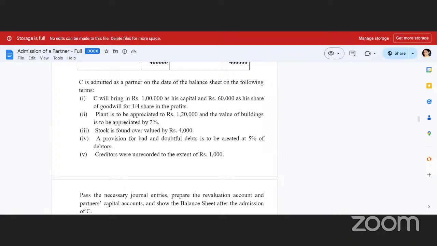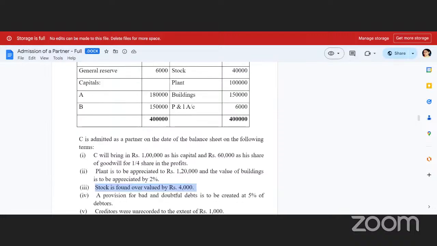Next one given: stock is found overvalued by 4,000. Overvalued means more than the required. What is the stock value actually showing? 40,000. But what he is saying is it is overvalued by 4,000, meaning they took an extra 4,000. So should you add or less? You should less, because stock in the books is showing 40,000, but it is overvalued by 4,000, meaning they took 4,000 extra.